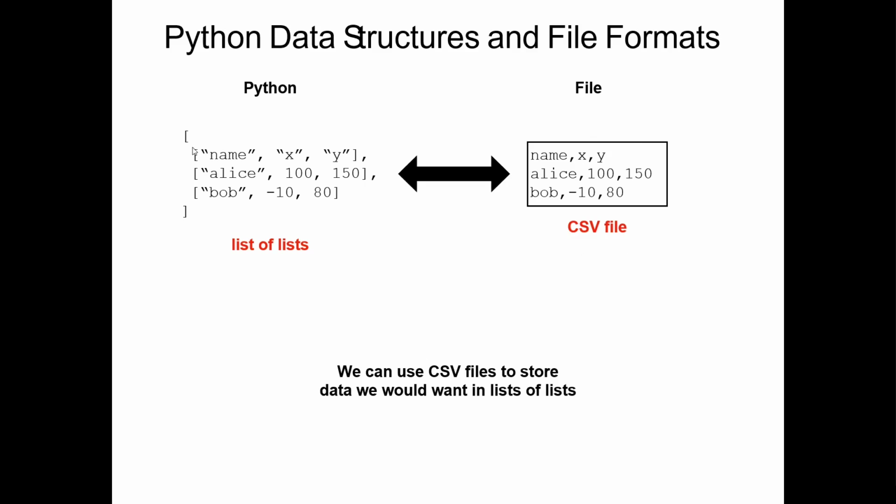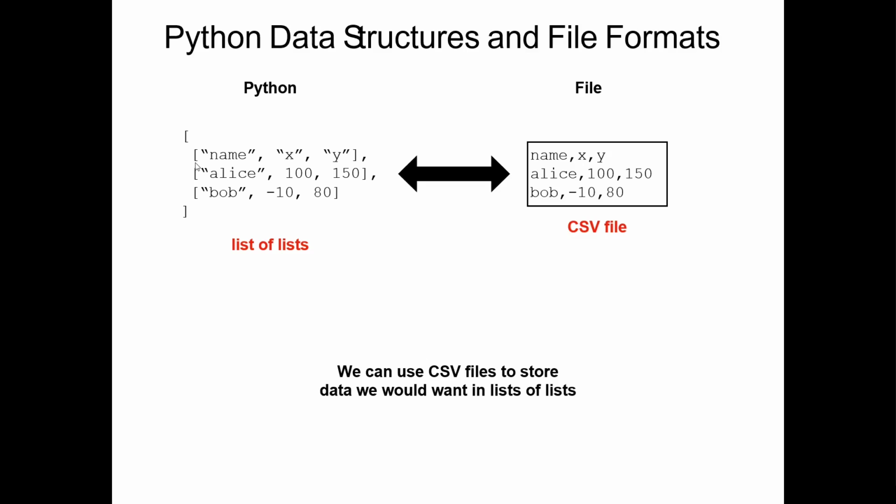So here I've got a list of lists with my header row: name, X, and Y. I've got some players and their X and Y positions on the board. So I've got Alice and Bob playing. If I put this into a CSV file, this is what it's going to look like. I'm just going to have each of the pieces of text separated by commas. Each row is going to be its own list in the list of lists when we read this in.